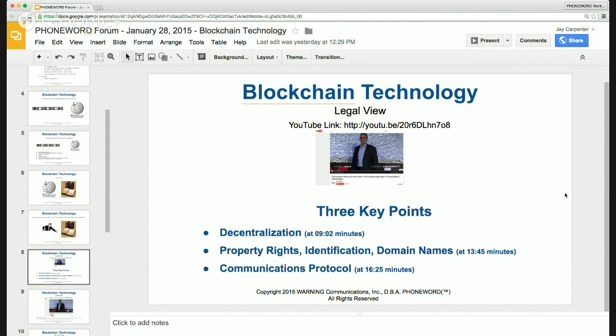Then about 13 minutes and 45 seconds into the video, he starts to talk about blockchain technology applied to property rights, identification, and in particular, domain names. So when I saw, towards the end of last year in December, that this technology could be applied to domain names, that's really what piqued my interest in blockchain technology.